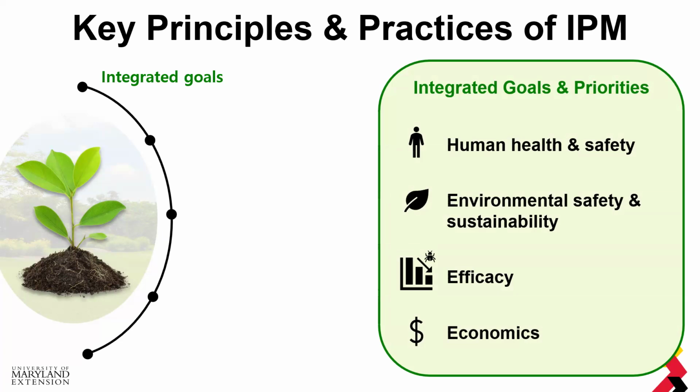Some of these integrated goals and priorities can include things like human health and safety, environmental safety and sustainability, efficacy, how well a particular IPM program works to lower those pest populations, and economics, how much it costs to put a program in place. And if we're, say, a grower working with yield and aesthetics, how that's going to impact the sales of what we are growing.